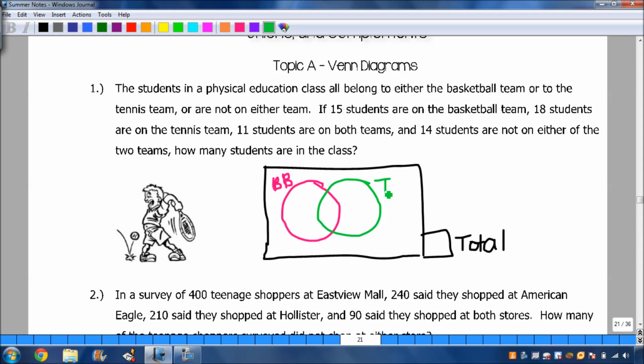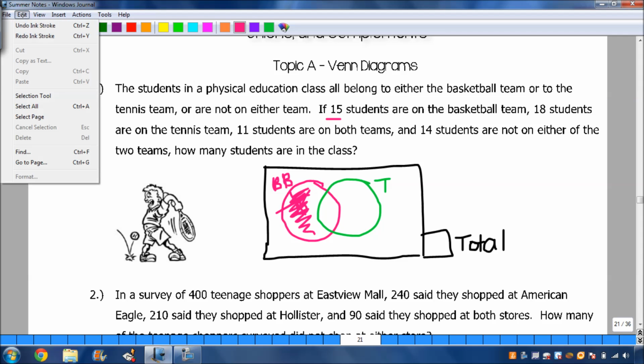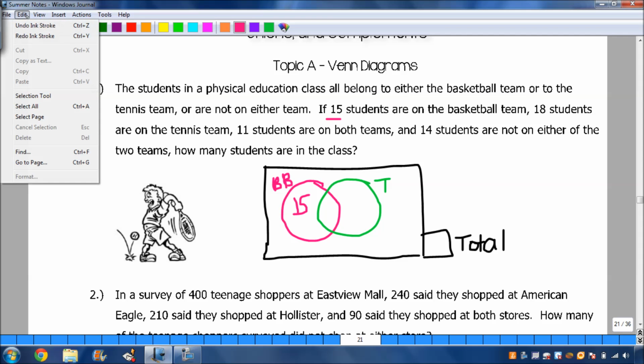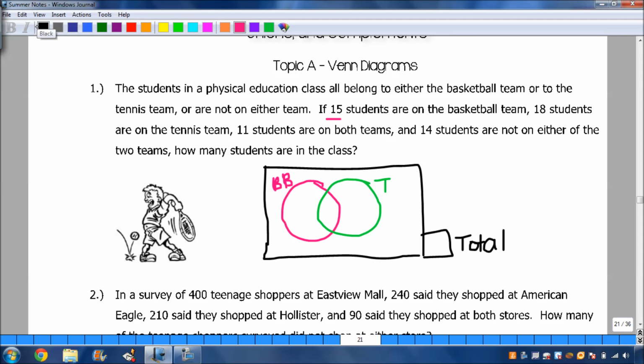Okay, and it says that 15 students are on the basketball team. That doesn't mean I'm going to put 15 here. That's wrong because this section right here means all the students who are only on the basketball team. This section means the students who are on basketball and tennis, and the full circle is going to add up to 15. Okay, so what we're going to do is put our 15 in the right spot, and our 15 should go right here, so we know that this is the total of 15 right here.